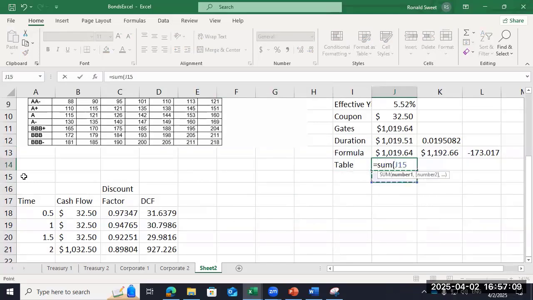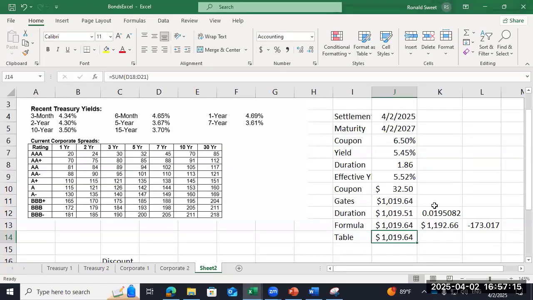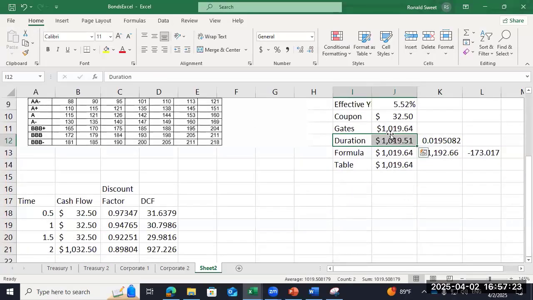Sum those up. And now we're really confident. Does this bond have positive convexity or negative convexity? And how can you tell it's positive convexity? Duration gave you the lower price. That's what positive convexity means. The actual price is higher than what duration tells you.